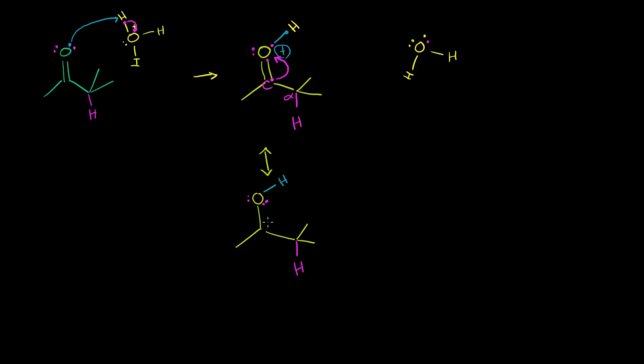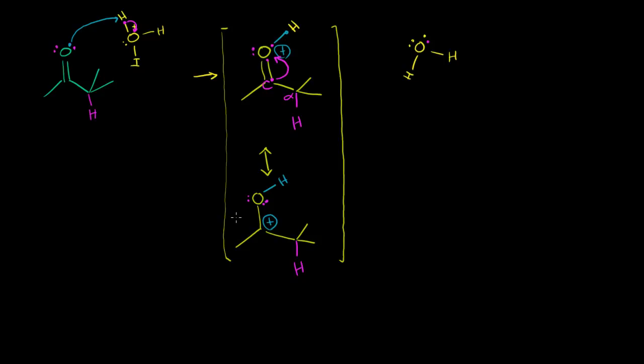So now this carbon right over here is positive. And these two are two different resonance forms, so they help stabilize each other. And the reality is actually someplace in between. And I could actually draw it in brackets to show that these are two resonance structures.